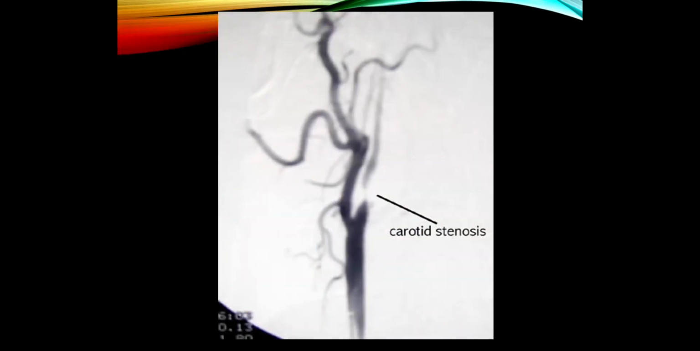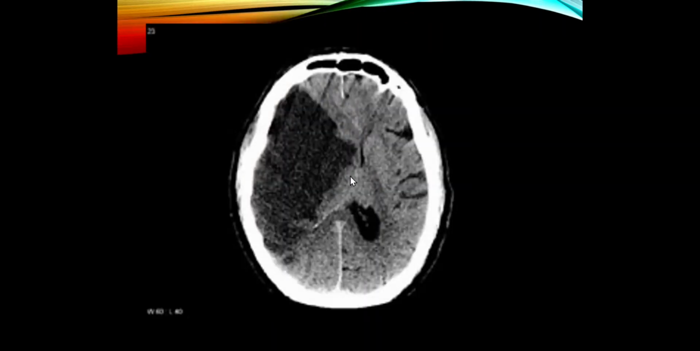So as I mentioned, a stroke in the distribution of the middle cerebral artery can be quite devastating. And since the MCA comes off the internal carotid, as do all of the OPAM blood vessels, if you have a carotid narrowing, then patients can have quite a devastating stroke. So here is really a massive middle cerebral artery stroke on a head CT scan.